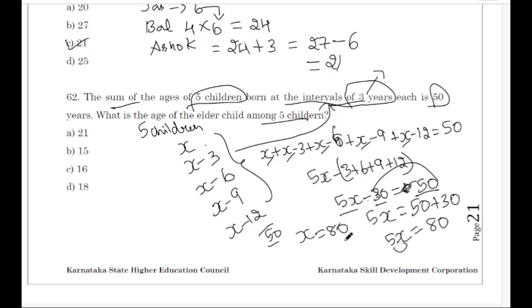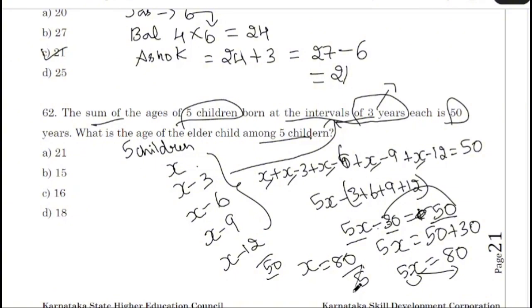So x is equal to 80 divided by 5. The relationship is multiplication; when it goes to this side, it will become division. 5 ones are 5, 5 16s are 80. So the elder child's age is 16.